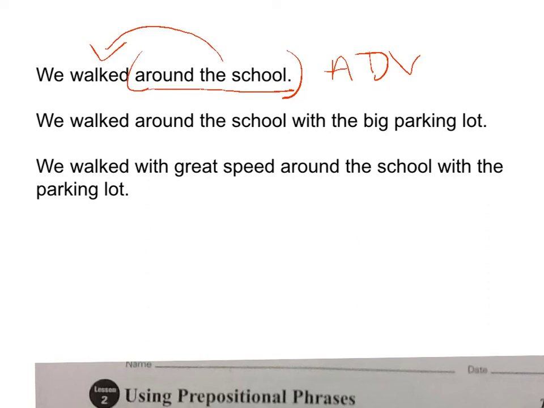Let's look at the next sentence. We walked around the school with the big parking lot. With the big parking lot is a prepositional phrase, and it's modifying school. Now, since school is a noun, that would make this one an adjective.